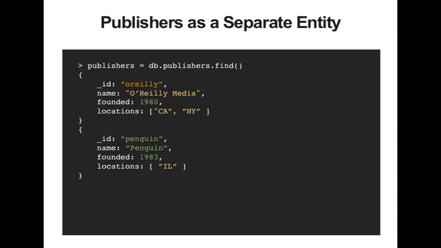But maybe that's not so good. Maybe we actually do find that publisher information changes. So let's move on. Let's give it a crack here as a separate entity. So we're going to set up a different publishers table here. It's very simple. We're going to assign the underscore IDs here.